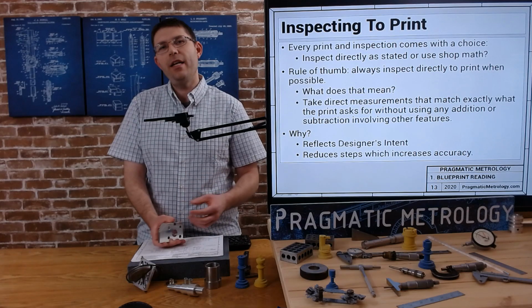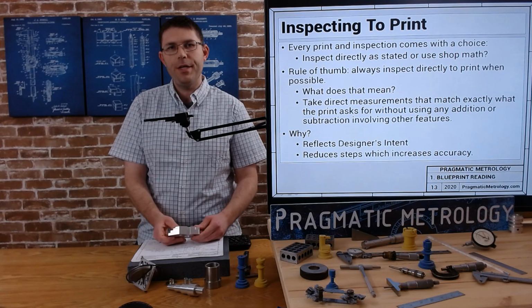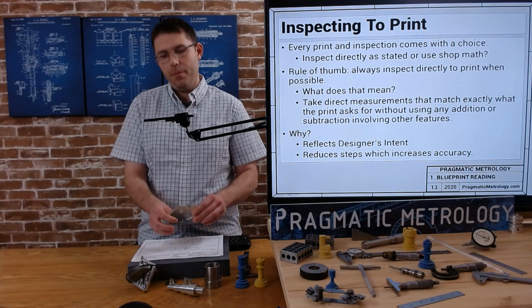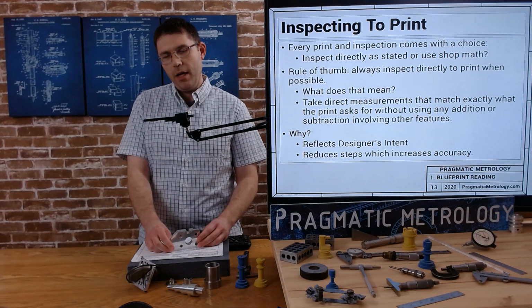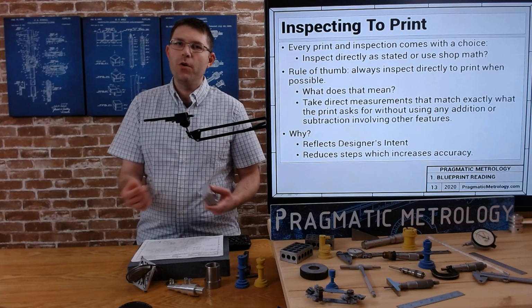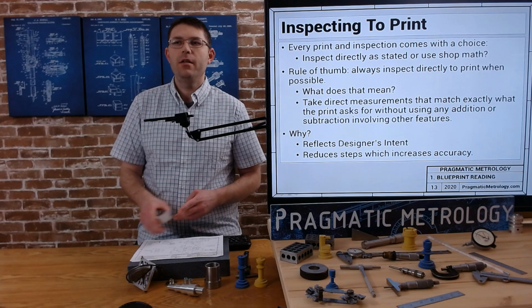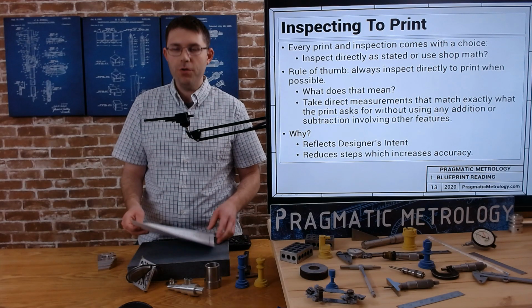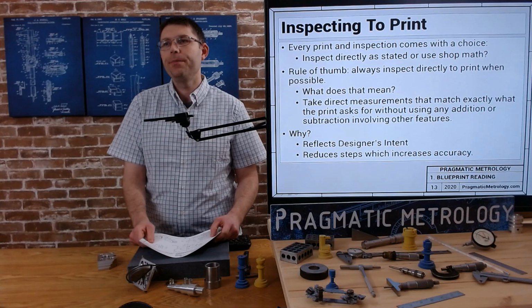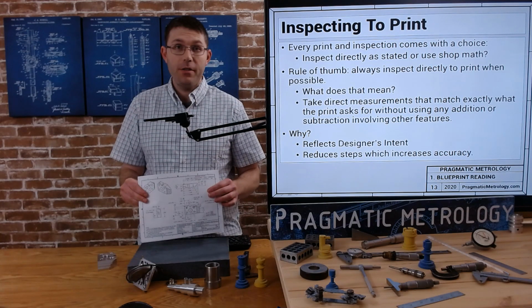And once again, I mentioned the surface plate video is really where we get into setting up fixtures and inspecting directly to print. For hand tools, it's a little more direct. With hand tools, you still mimic the print and use as little shop math as you can. And why? Well, it reflects the designer's intent.